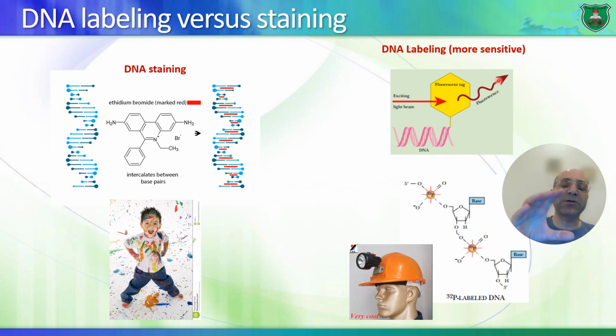So we can hit DNA with a green light, and a yellow light would be generated, and this can be detected. Now, either the molecule is inserted into DNA non-covalently and it gives a color, so we stain it, or we label the DNA. The DNA itself gives a color.